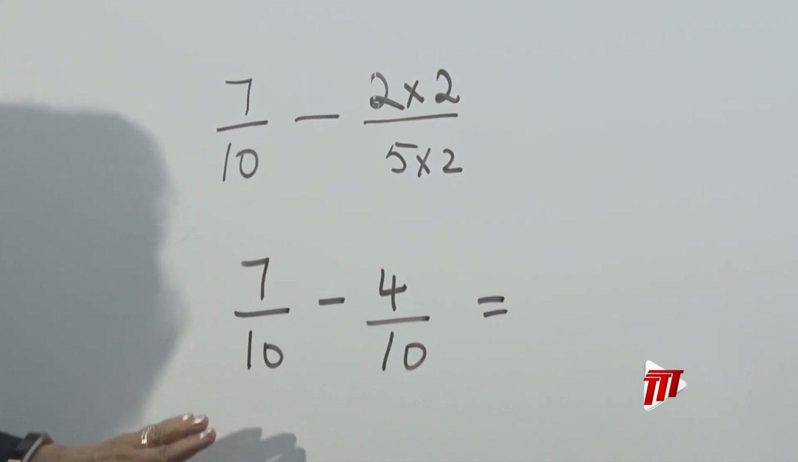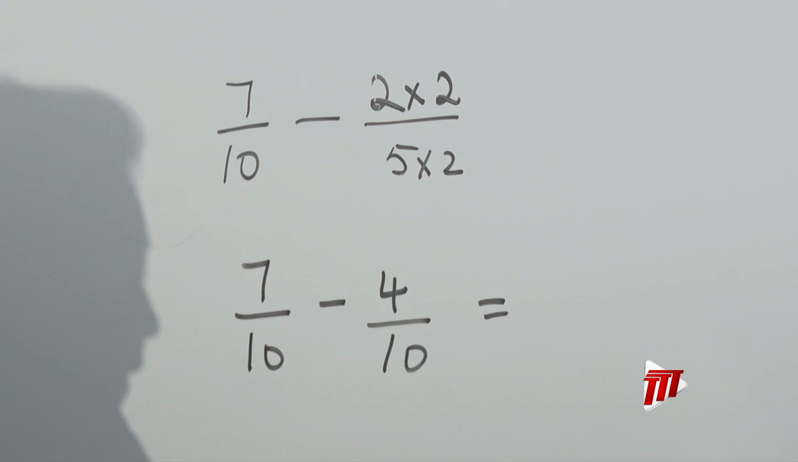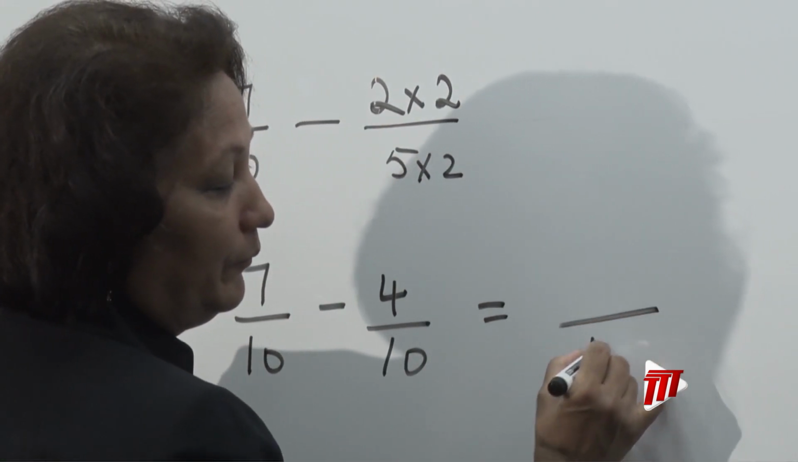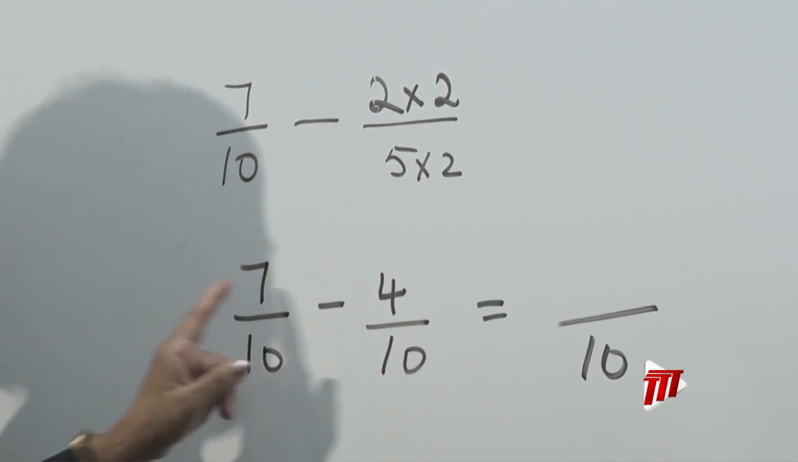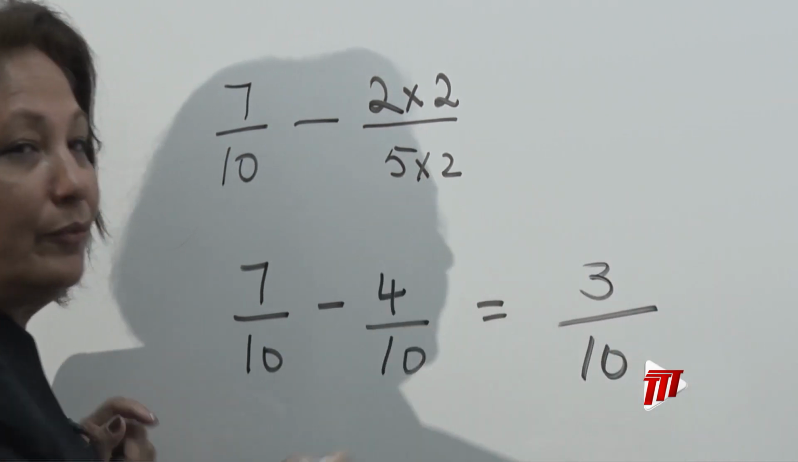At this point, we check. The denominators are the same, so we say, right, we ready? We keep that denominator of 10. Your numerator, therefore, would be the difference of 7 and 4. 7 minus 4 would give me 3 tenths.